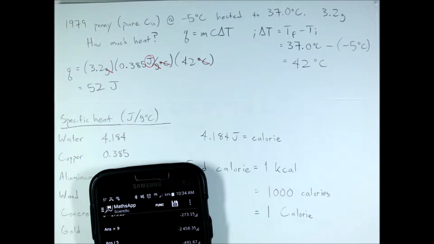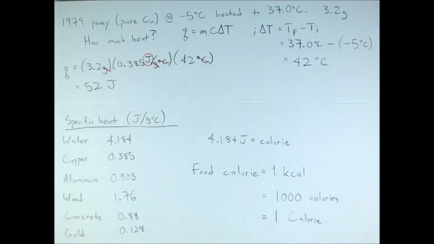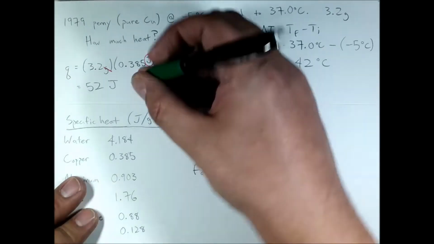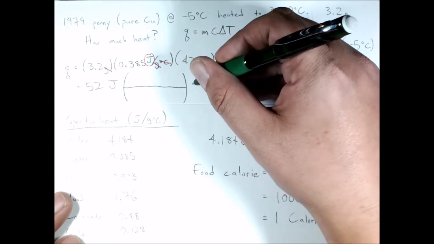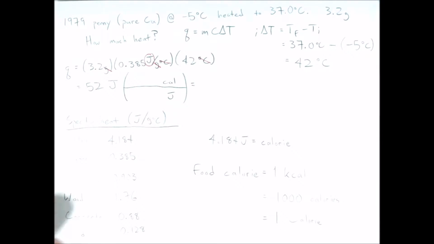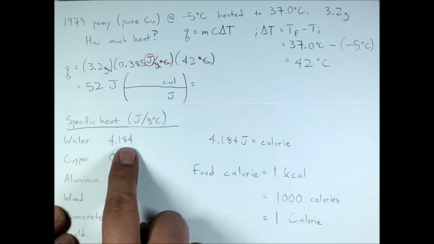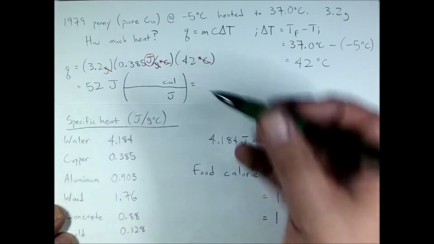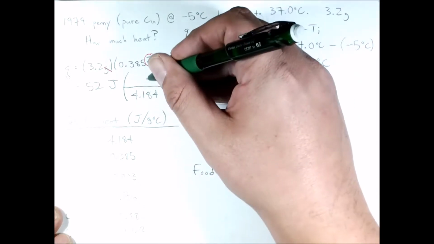All right, I want to go ahead and add one more little step to this, just so you can see a conversion. And the question here is, how many calories is that? So I'm just going to stack it on here. I want to figure out how many calories there are from joules. So this is defined to be exactly the heat capacity of water. So it's 4.184 joules per 1 calorie.